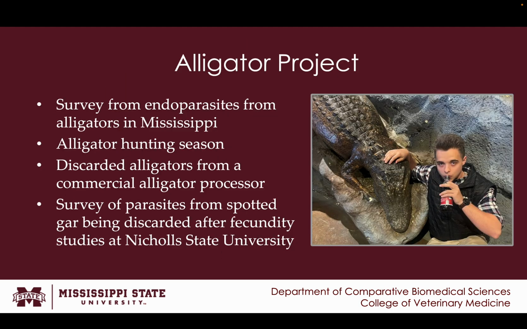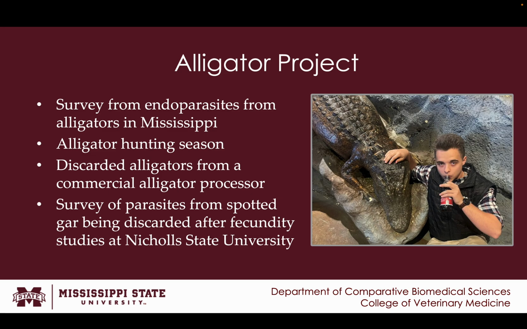And this alligator project, started by Ethan Woodyard, was to survey the endoparasites found from alligators in Mississippi. We received these alligators due to Mississippi's alligator hunting season, which is a lottery-based system where, say, 100 people would apply to get their alligator hunting permit, and only around 5 to 6 win it per year. After killing the alligator, they send it to a processor. In this case, it is Mr. and Mrs. Kane who graciously donated the GI tracts of these alligators.